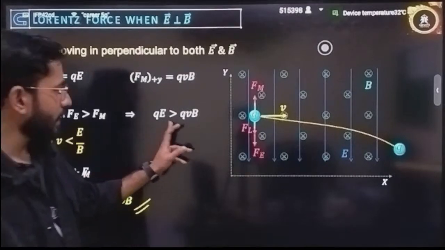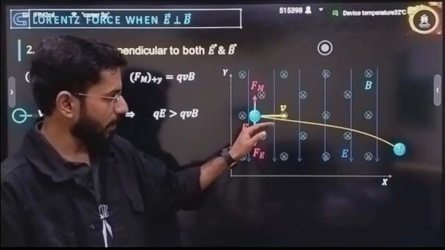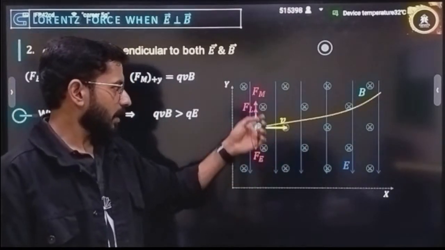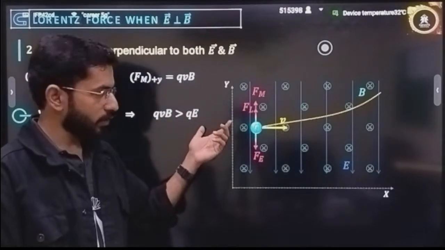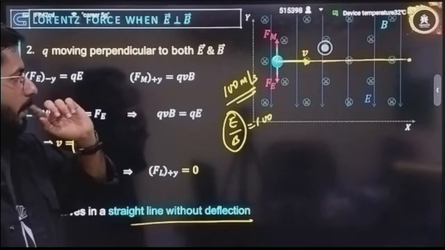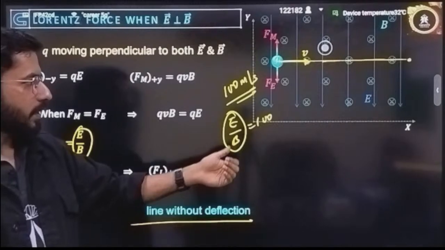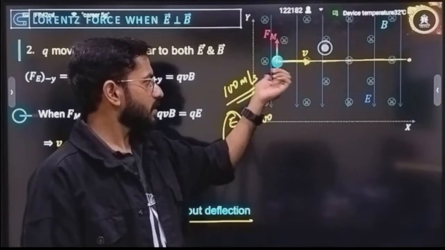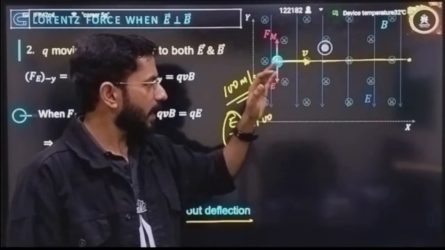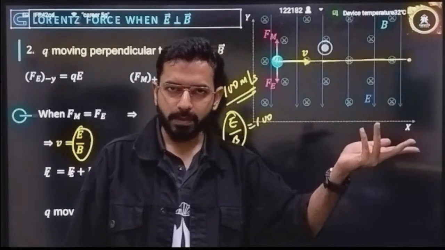Here, the first case, when QE is greater than QVB, that means the electrostatic force is greater than the magnetic force, so it will have a trajectory in downward direction. Net force you will be writing here. If the magnetic force is greater than the electrostatic force, the trajectory will be in upward direction. And the third case, if you want it to move undeviated, you have to make the magnetic force equal to the electrostatic force. Once you have made both of them equal, there is no net force acting on it, and if there is no net force, nothing is making it deviate. Clear?